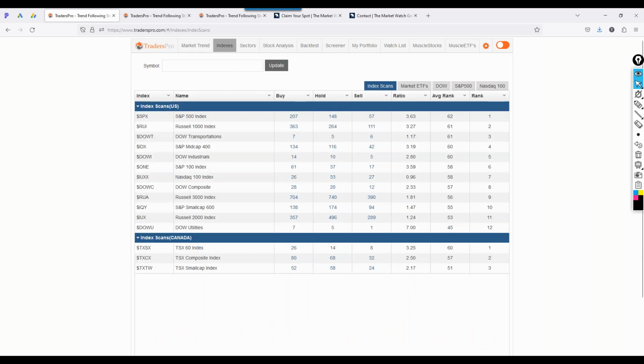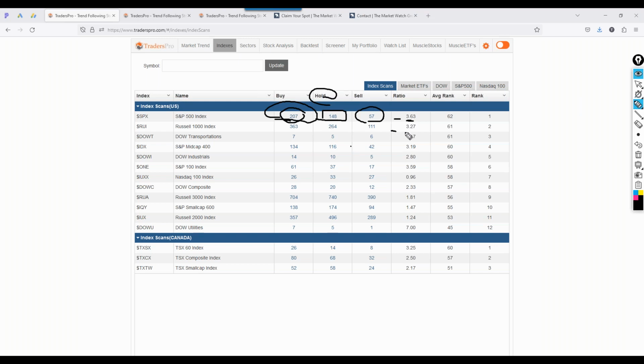One other thing to look at is this index tab. When you're looking at the index scans and this buy-sell ratio here, it gets broken down by indices. So you can see S&P 500 at a 3.6 buy-sell ratio, meaning that for almost every 4 buys, you have 1 sell. So here you have 200 on the upside, and you've got 57 sells. So we still have a bulk of the S&P 500 in uptrends right here. That 148 is stocks that are in that hold range, and so they're not calculated in that buy-sell ratio. They're just stuck in the middle.